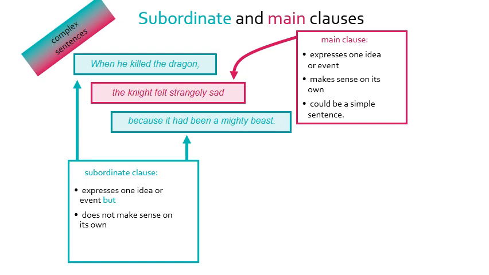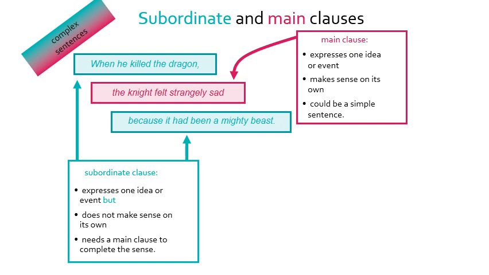So when you read these two parts alone, the blue sentences, "when he killed the dragon" and "because it had been a mighty beast," didn't you feel that there's something strange about it? Yes, for sure. It doesn't make sense at all. It needs maybe more information, more detail. Maybe it needs another sentence to make it complete. So it doesn't make sense on its own. It needs a main clause to complete the sense.